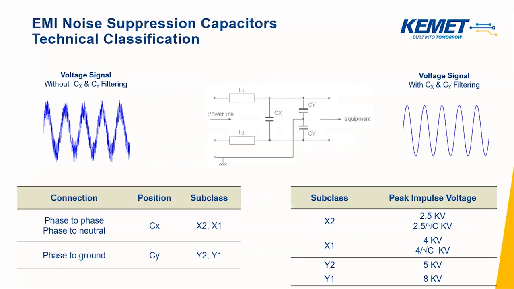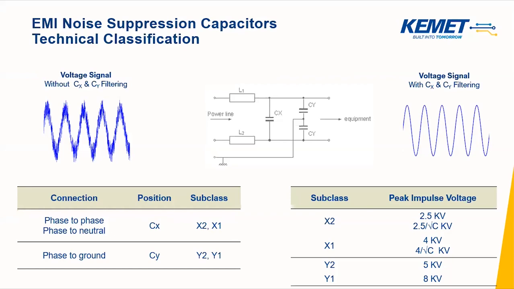So where exactly do we use safety capacitors and what are the different types of safety capacitors? EMI or safety capacitors are basically mounted in the input power stage to filter the noise emitted by the device to the grid or power line. X-class capacitors are connected between phase-to-phase or phase-to-neutral, whereas Y-class capacitors are normally connected between phase-to-ground.